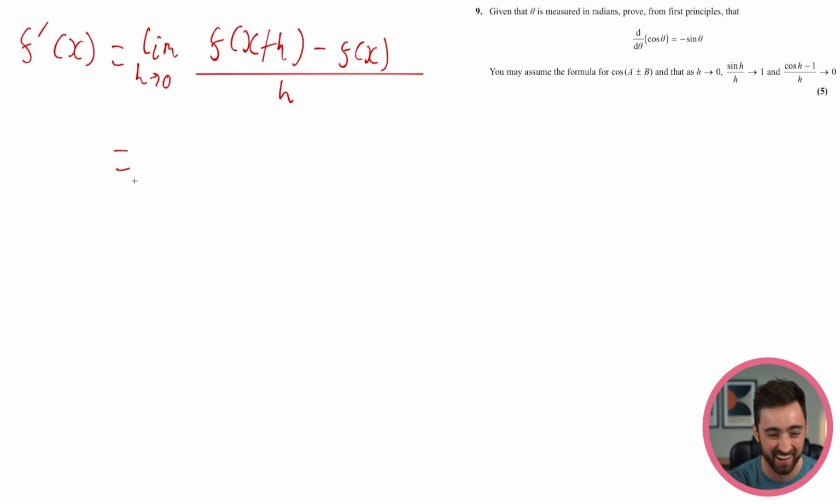Whew, okay, got that one out of the way. So essentially, here, my f of x, or f of theta, or whatever, is just going to be this cos of theta.